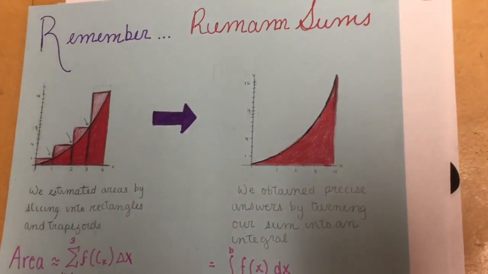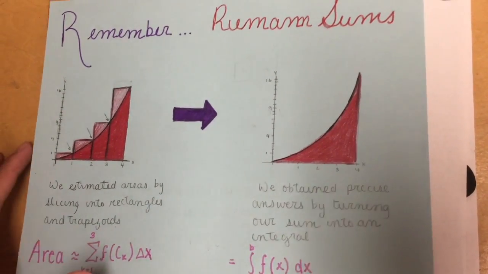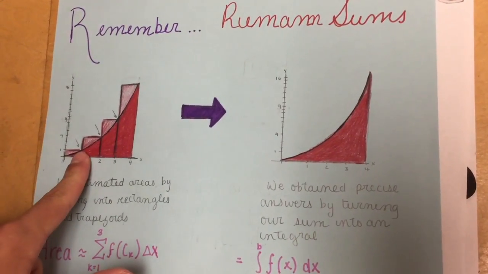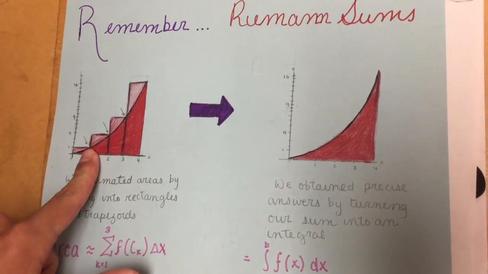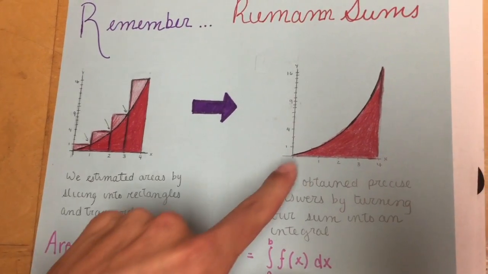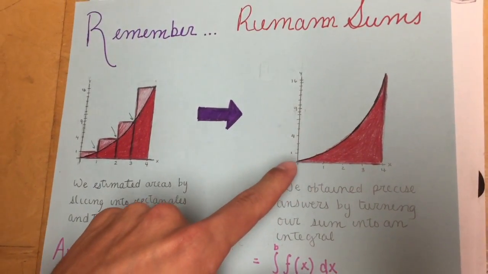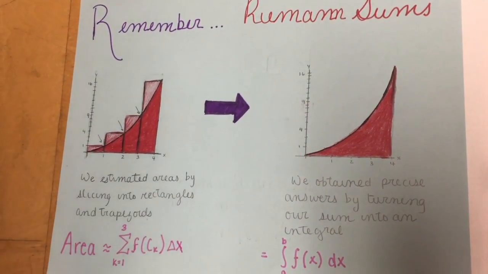The last thing to remember is the concept of Riemann sums. So here we found rectangular approximations of the area under this curve. Then here we progress to the infinite approximation, where we get the concept of integrals.